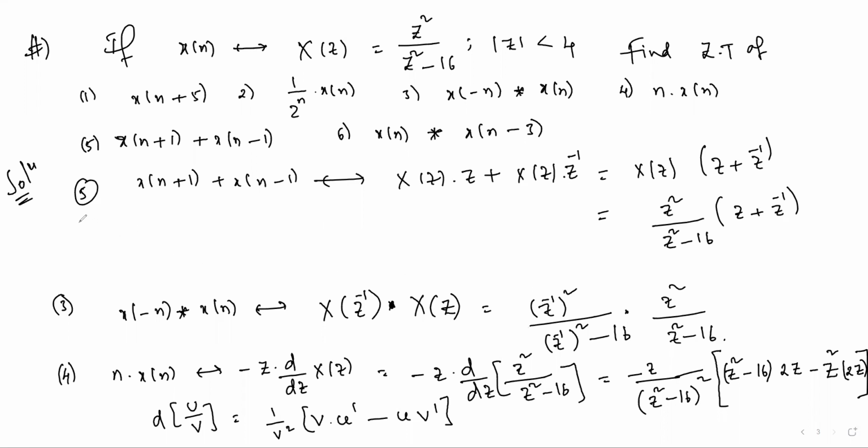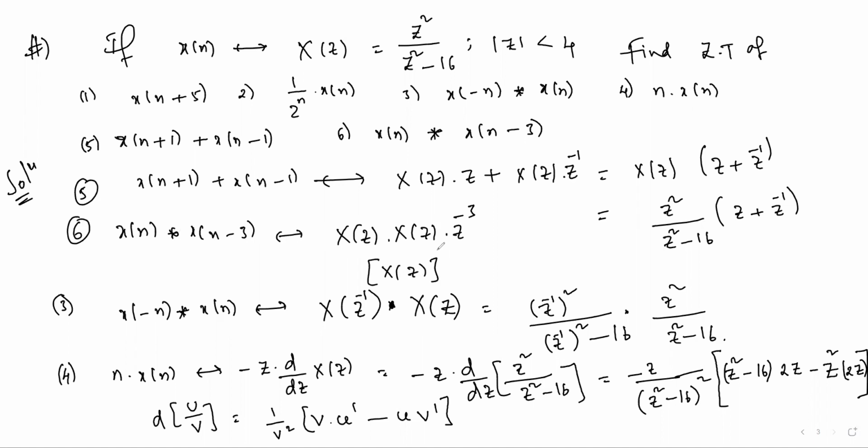Last question. X of n convolution, x of n minus 3. Convolution becomes multiplication of these two. This is x of z, this is x of z multiplied by z raised to minus 3. That means x of z whole square into z raised to minus 3. You can substitute x of z in this expression. And you can simplify based on the options.